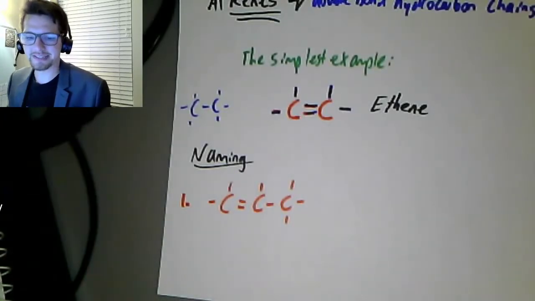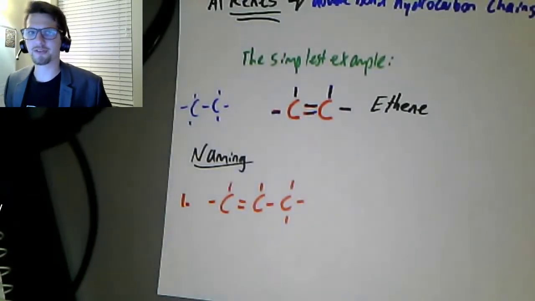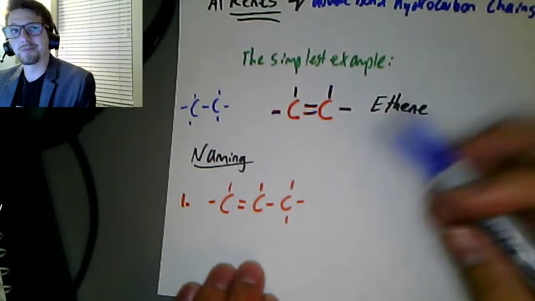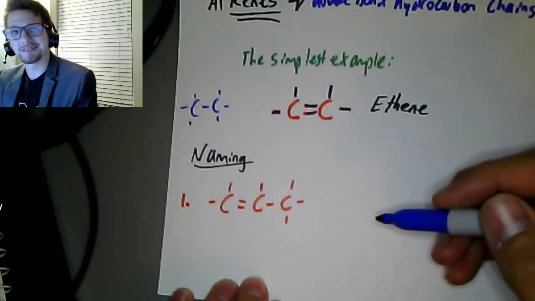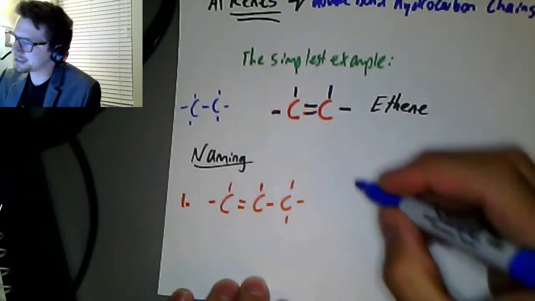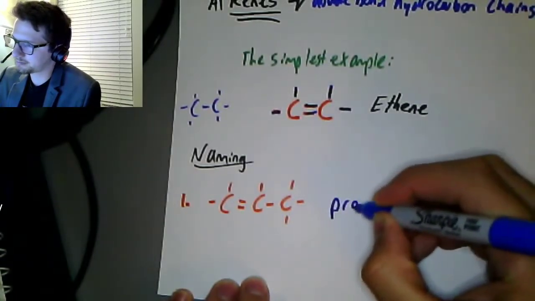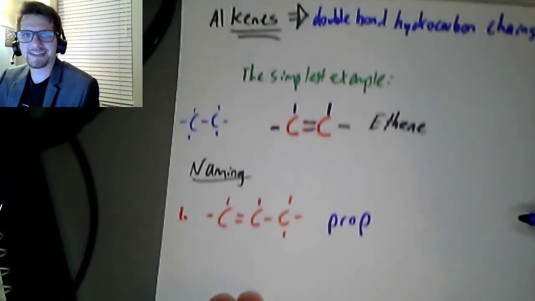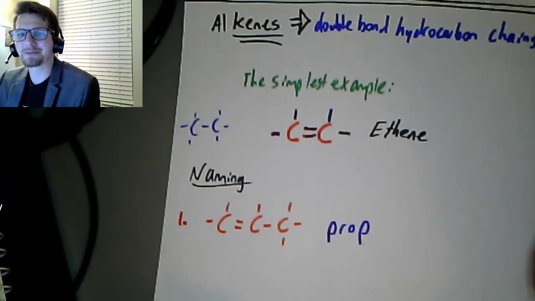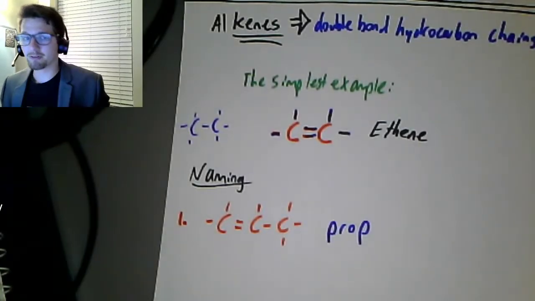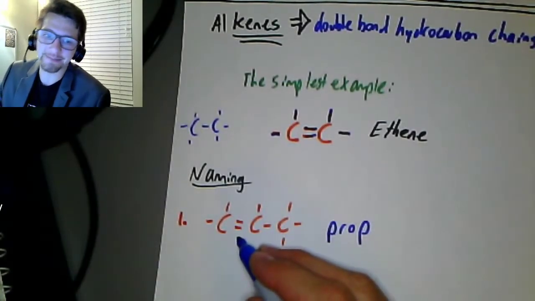And if we look at the list, what word do we use for three carbons? We use the word prop, right? So prop is still going to be here. But instead of propane, we're not just going to say propene. This is a little bit different. What makes it different is this guy.